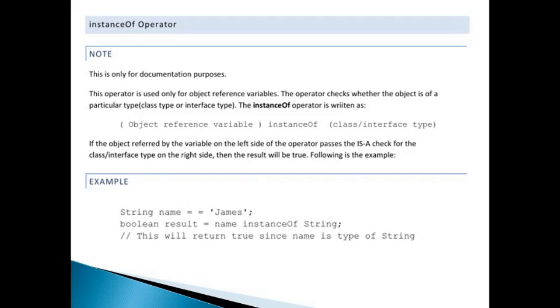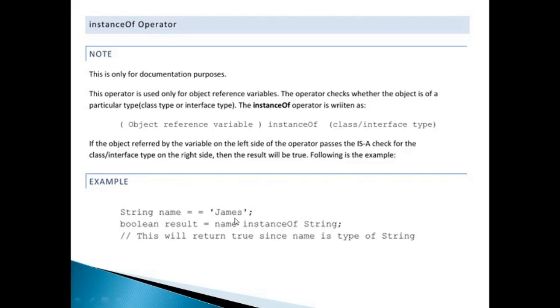Suppose emp1 is used somewhere in the code, and I want to find out what the class of this particular instance is. Then the instanceof operator is very useful. You can see an example over here.